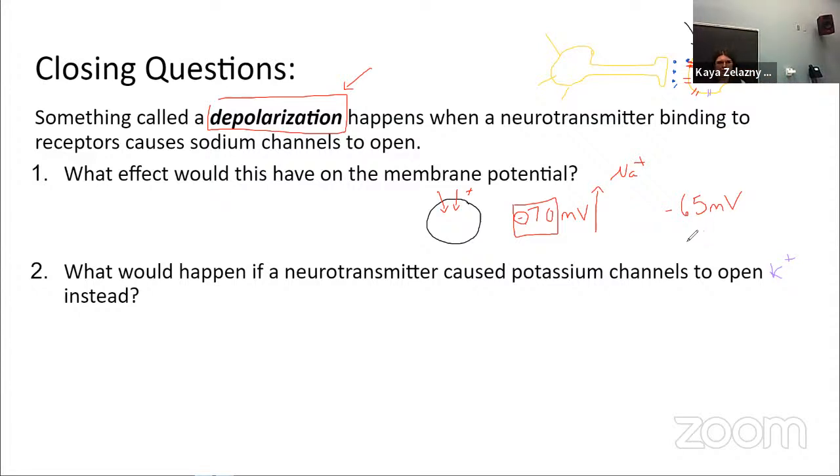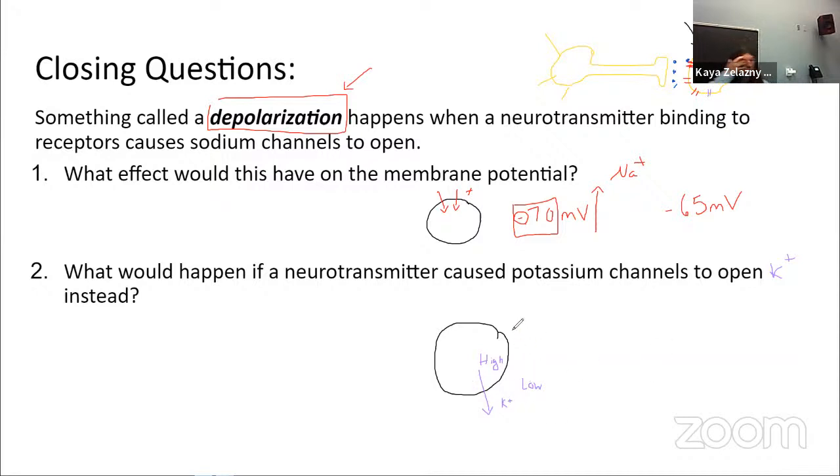So what's going to happen if we do the reverse, if we open a potassium channel instead? What direction does potassium want to move? Yeah, potassium wants to move out of the cell. That's because the chemical driving force is stronger. We had high potassium inside and low potassium outside, because the sodium potassium pump is messing with our gradients, pulling potassium into the cell. So we want potassium to move out.